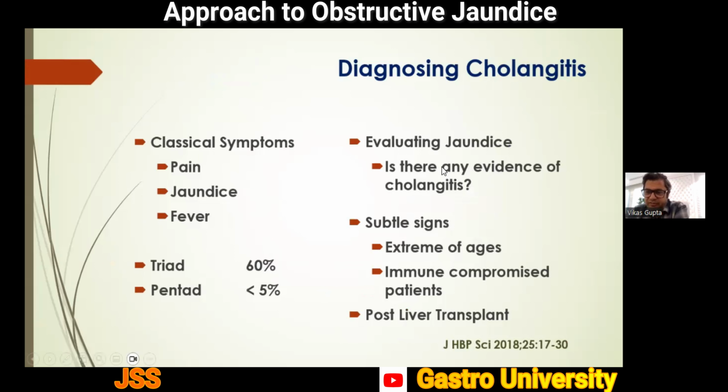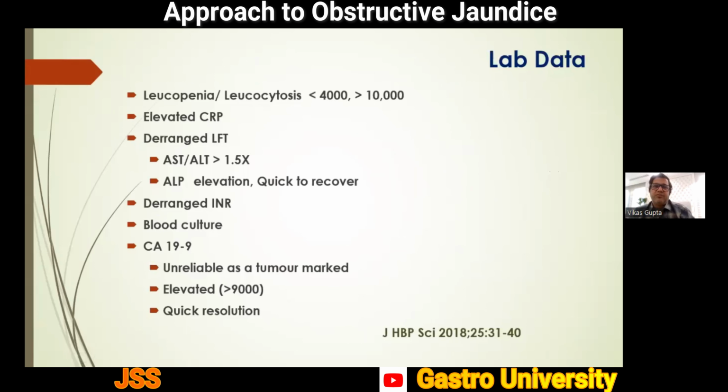And whenever we are evaluating a patient of jaundice, this is again a question: whether the patient has cholangitis. In patients at extremes of age, there can be very subtle signs of cholangitis. Immunocompromised patients, and patients with liver transplant who develop anastomotic stricture, can have very subtle signs of cholangitis. So in this group of patients, one has to be very careful. It manifests as leukocytosis, elevated CRP, deranged liver function tests, and tumor markers done in the presence of cholangitis are unreliable and they can be elevated.